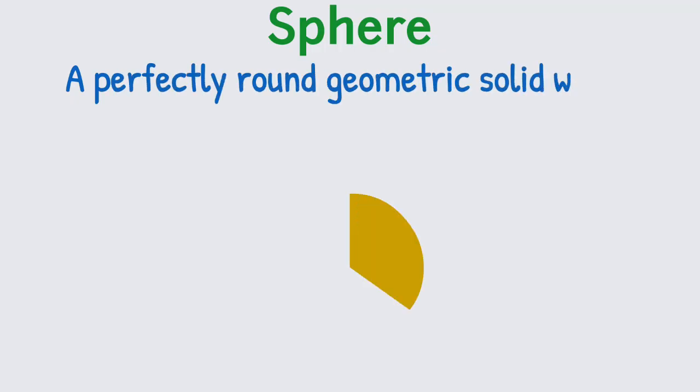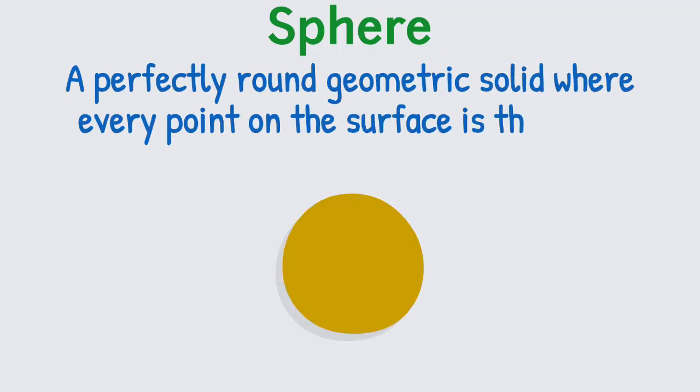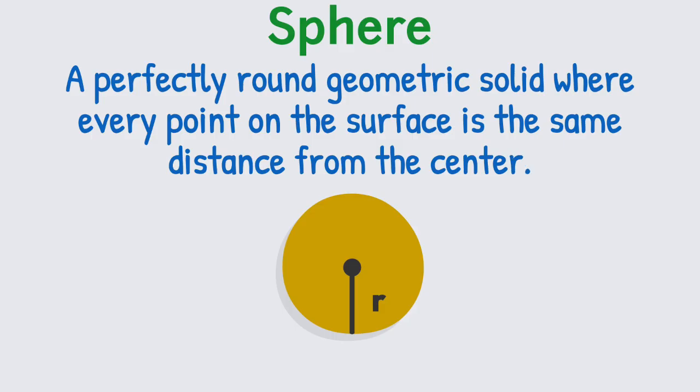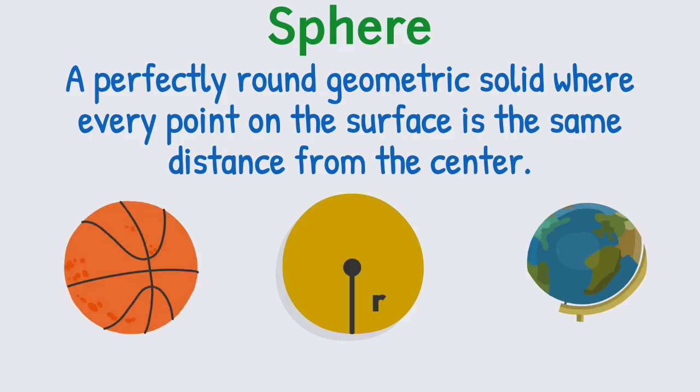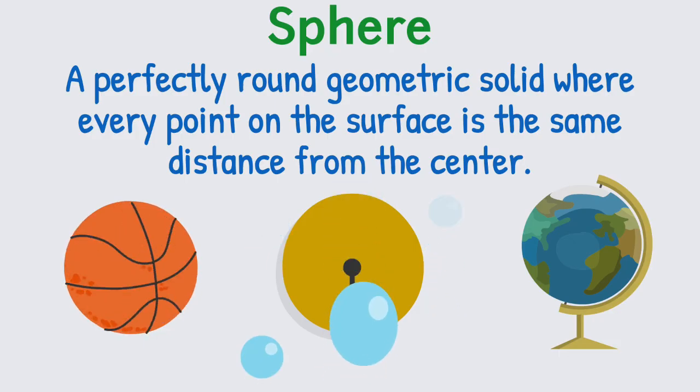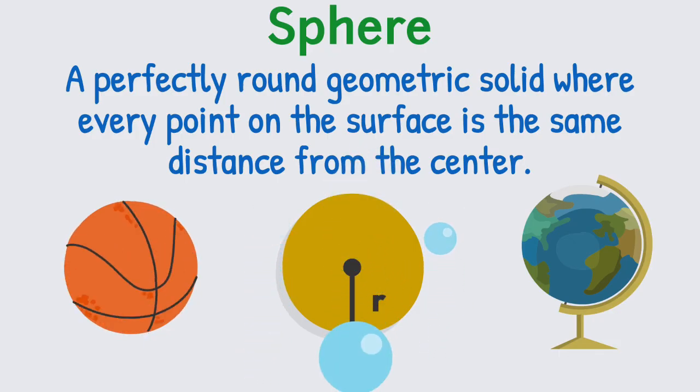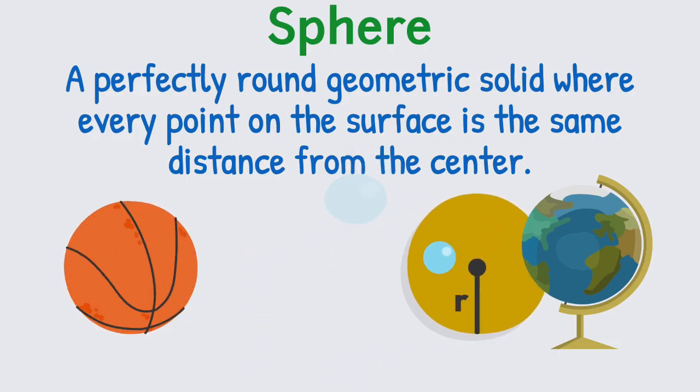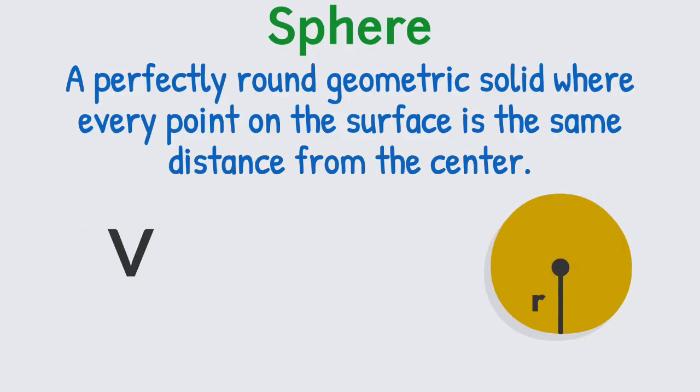Sphere: a perfectly round geometric solid where every point on the surface is the same distance from the center. A basketball, a globe, and a soap bubble are all spheres. The volume of a sphere depends entirely on its radius and is calculated with the formula volume equals 4/3 times pi times r cubed. Unlike cylinders and cones, a sphere has no height and no base. The radius alone tells us everything we need to know.